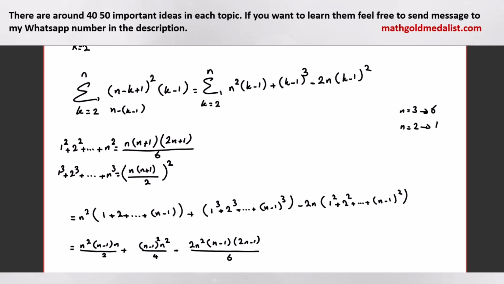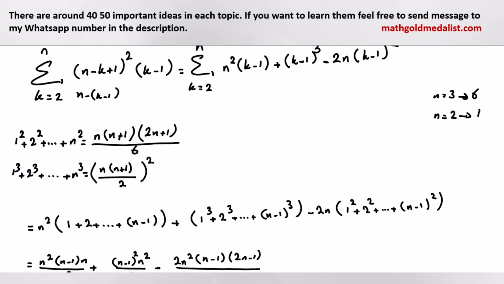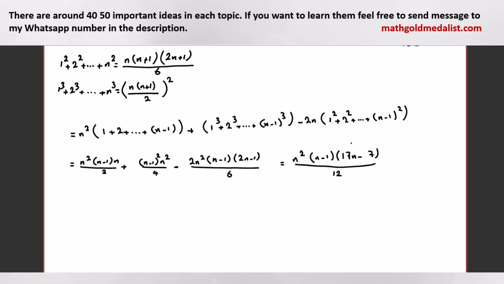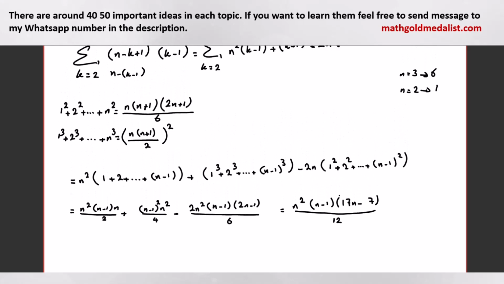Okay, I got n squared times n minus 1 times 17n minus 7. You said x? No, I said n. Okay, can you tell me what it is? n squared times (n minus 1) times (17n minus 7), all over 12. So let's check. 17n minus 7. Directly for 1, it doesn't work. For 1, it's 0, sorry.